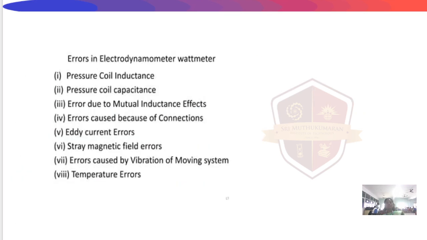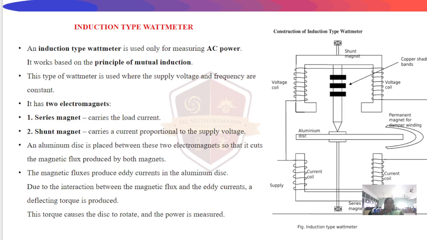Now let us see the errors in electrodynamometer wattmeter: pressure coil inductance, pressure coil capacitance, error due to mutual inductance effects, errors caused because of connections, eddy current errors, stray magnetic field errors, errors caused by vibration of moving system, and temperature errors.